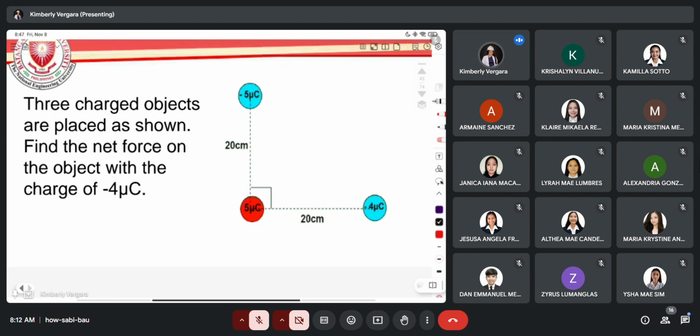Okay, next. Three charged objects are placed as shown. So, alalahanin lang po natin, what is electric force? Makukuha natin ang electric force using Coulomb's law. Coulomb's law is F equals K, where K is the constant for Coulomb's law, the Coulomb's constant, equal to 9 times 10 raised to 9 Newton meter squared per Coulomb squared.